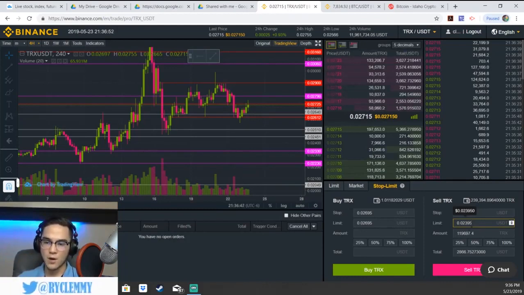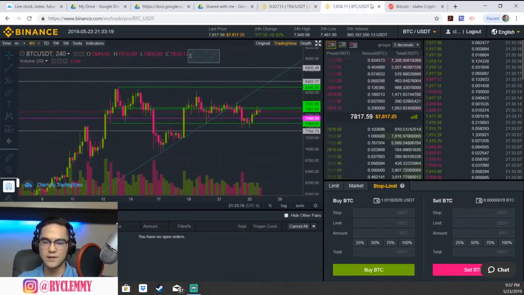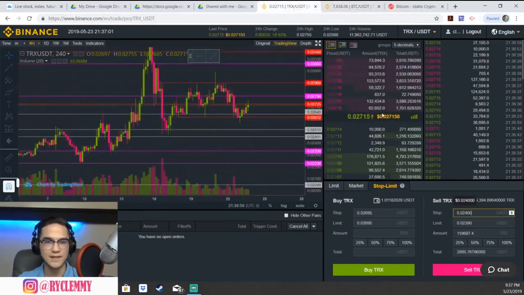So you're always going to want to give a range. On something like Tron, kind of a 10-point range would be a decent amount. On Bitcoin, you might want to do a couple of dollars range. I know it can get confusing. Again, we're going to make more advanced videos on this later. I'm just trying to get the basics to you guys to start being able to place some orders.